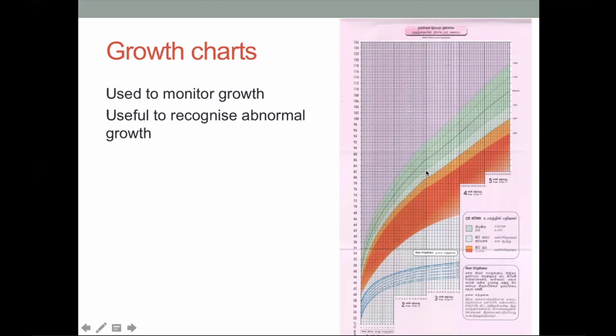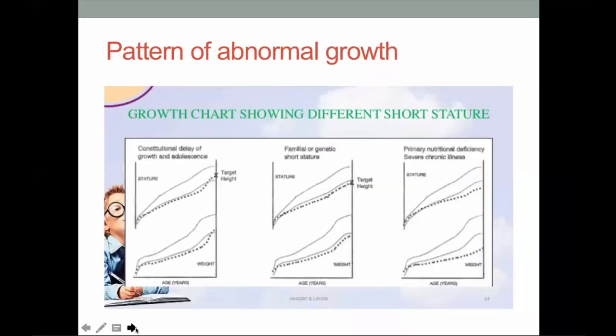You just need to plot the child's height at adequate intervals on the chart and make sure the child is growing along a centile line. So these growth charts are very, very helpful to recognize that the child is growing normally and to recognize abnormal growth early. So with that, let's move on to patterns of abnormal growth. Now these are 3 charts which show different patterns of children who have short stature during childhood. I'm just putting this as an introduction to show you.